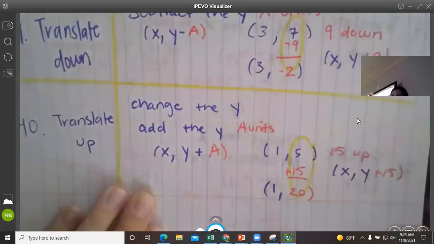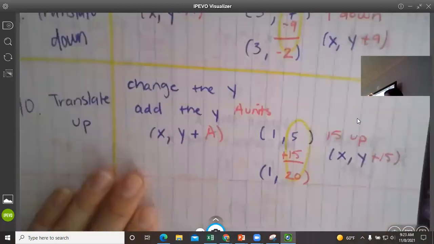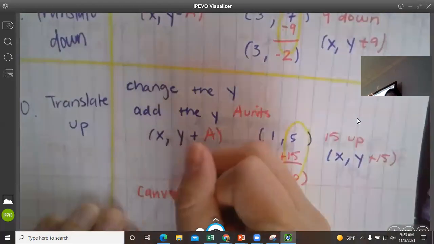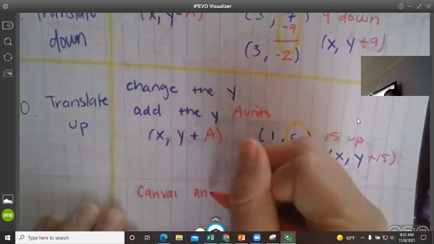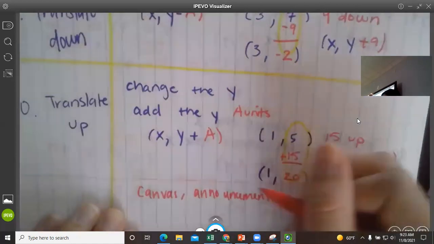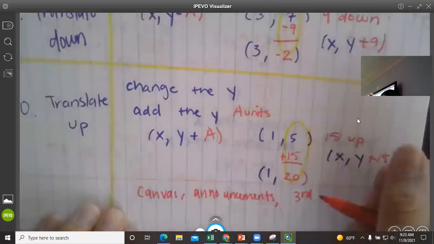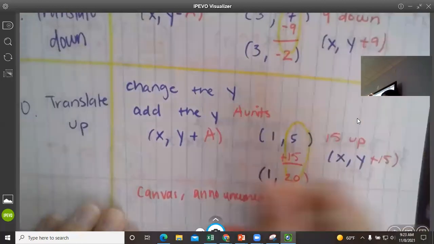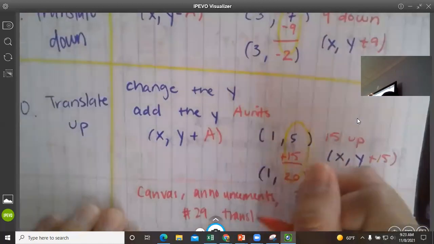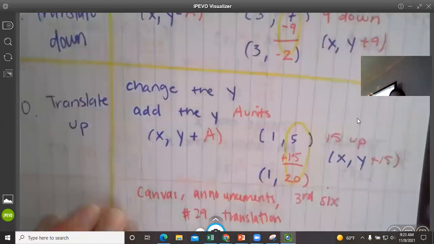All right, so what we're gonna do next is there's gonna be time for you to practice. You're gonna go to Canvas. You're gonna go to announcements. You're gonna go to third 6 weeks. You don't have to copy that down. And they're gonna go to number 29, translation. That's what we're doing next.